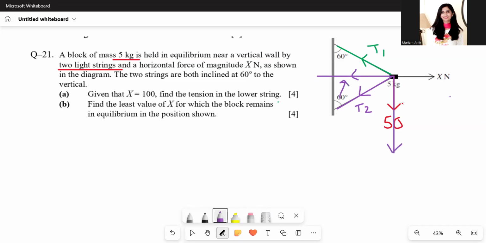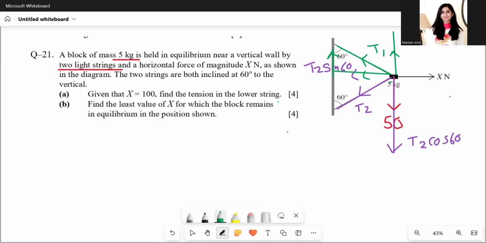This one would be the sine component because it's opposite to the 60 degrees. So this would be T2 sin 60. And the downward one would be the cos component because it's the adjacent between the 90 degrees and the 60 degrees. So this is T2 cos 60. Similarly, for the T1 force, there's going to be an upward component and a leftward component. The upward component I'm drawing here is the cos component, and the sine component is opposite to the 60 degree angle. So this one would be T1 sin 60, and this one would be T1 cos 60.